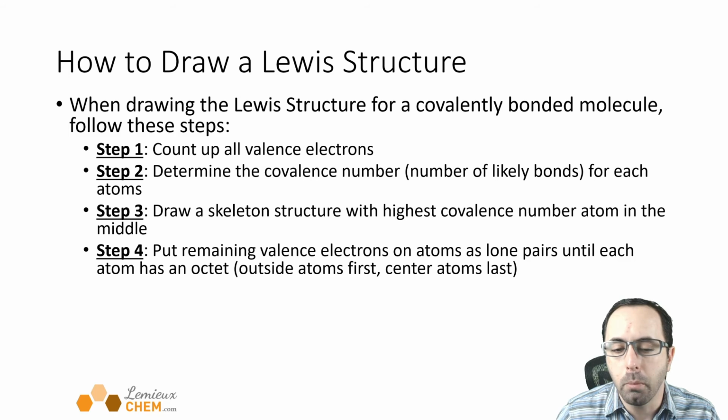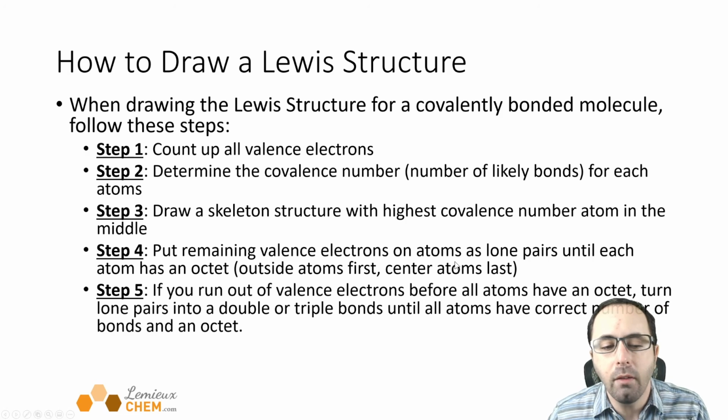Step 4, we're going to put the remaining valence electrons as lone pairs, and we'll talk about what lone pairs are, around the atoms until each has an octet, or 8 electrons around it. We'll do the outside atoms first and the center atoms last. There is one exception to the octet rule. It's hydrogen. I'll go back to the last slide in a moment, and you'll notice hydrogen only had 2 electrons next to it. It's because hydrogen is in the first row. It only has the first shell to fill, and so it's special because it only needs 2 electrons to fill its first shell. The rest of the atoms are going to need 8.